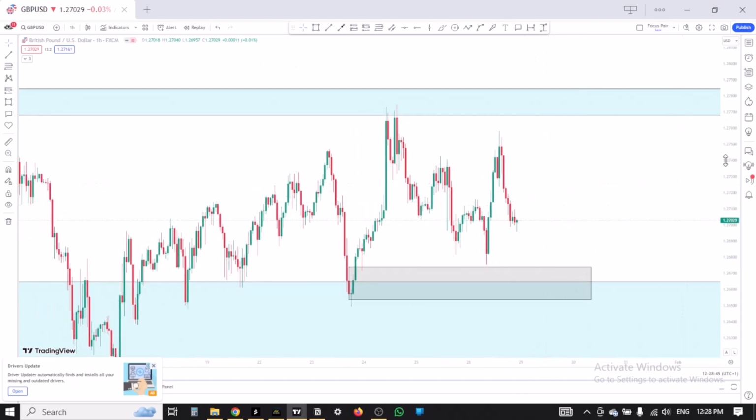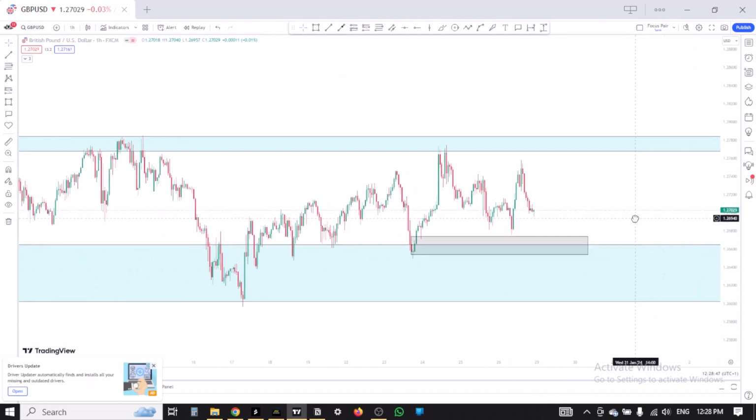So that's basically what I have for this weekly analysis, and what I'm looking out for next week. And hopefully we have the breakthrough from these ranging markets that have been happening since last year December. So let's just see what is going to happen this coming week.